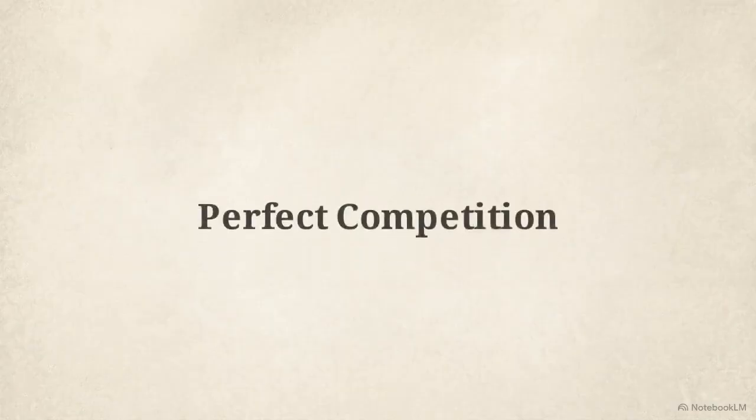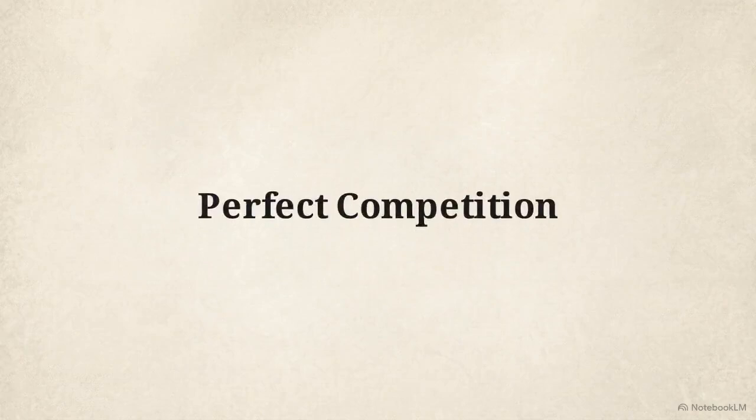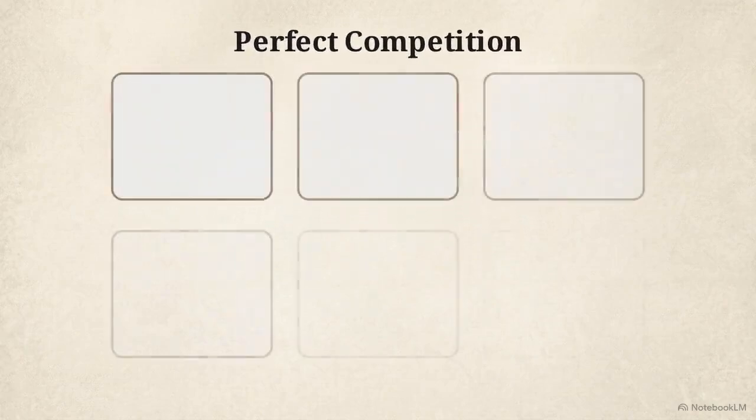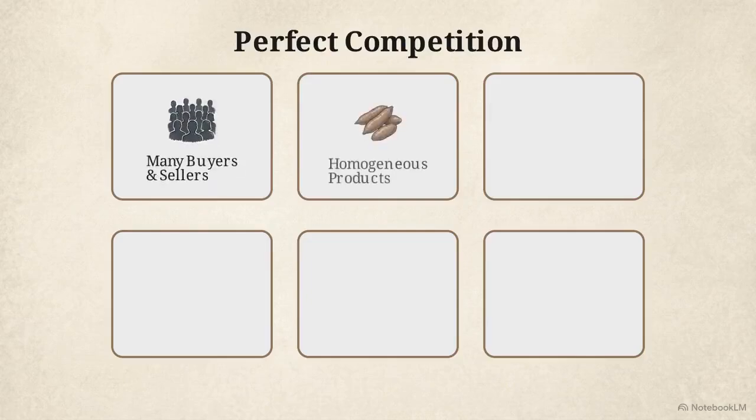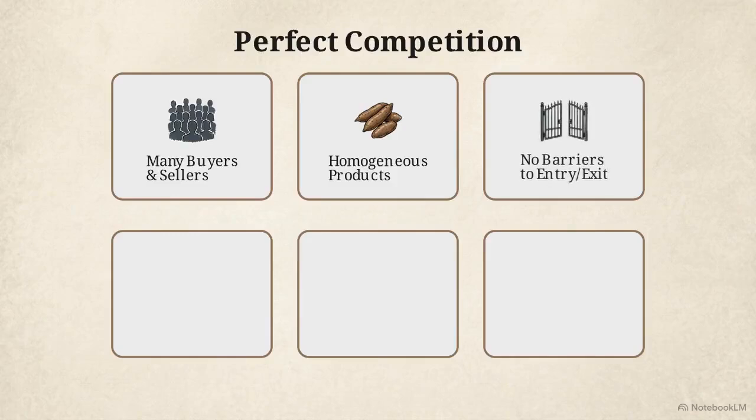We call that baseline perfect competition. Looking at this board, we can map out the 6 strict conditions required to achieve it. First, there must be many buyers and sellers. Second, the products must be entirely homogeneous, meaning they are identical and perfectly substitutable. And third, there are 0 barriers to entry or exit, meaning anyone can start or close a business without significant cost. Fourth, everyone has perfect and instant information about pricing and quality.